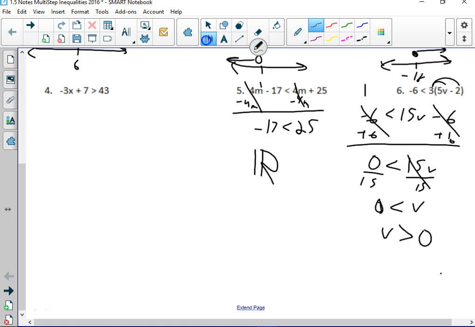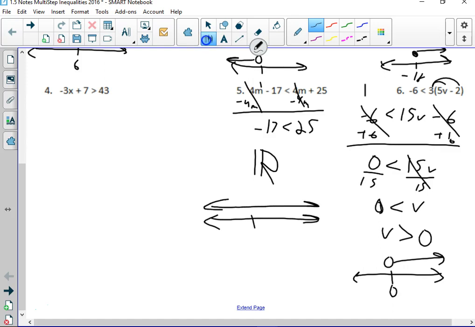I'm going to graph that. Here's my 0, open dot, that way. Oh, and I forgot to graph this one. For all real numbers, you literally just put a 0 there and it's everything. It's the whole number line.